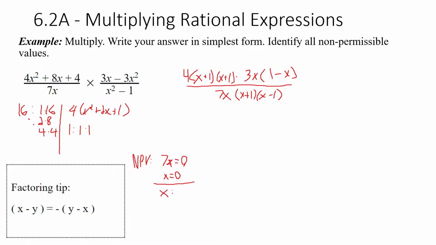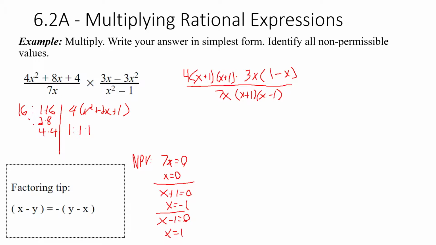Then x plus 1 equals 0. Subtract 1 from both sides, and you'll have x is equal to negative 1. So negative 1 would make this 0. And our last one, x minus 1, add 1 to both sides, and you'll find that if x was 1, that would make this term equal to 0.